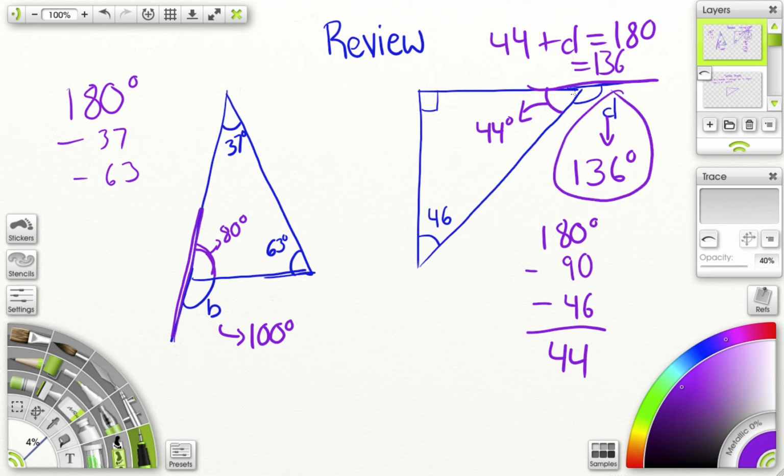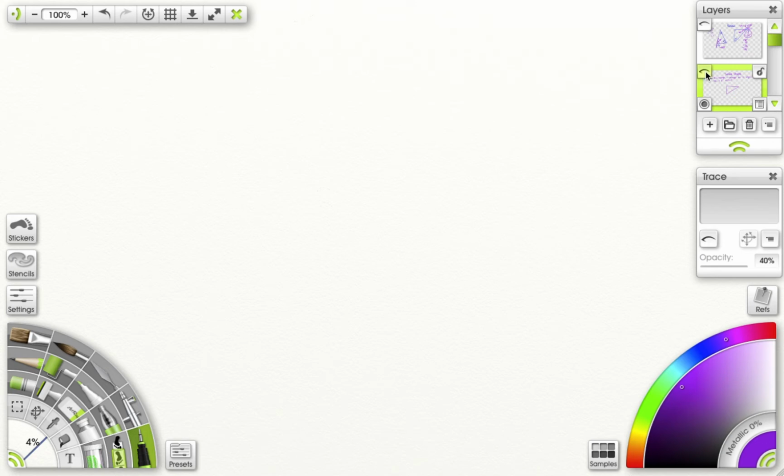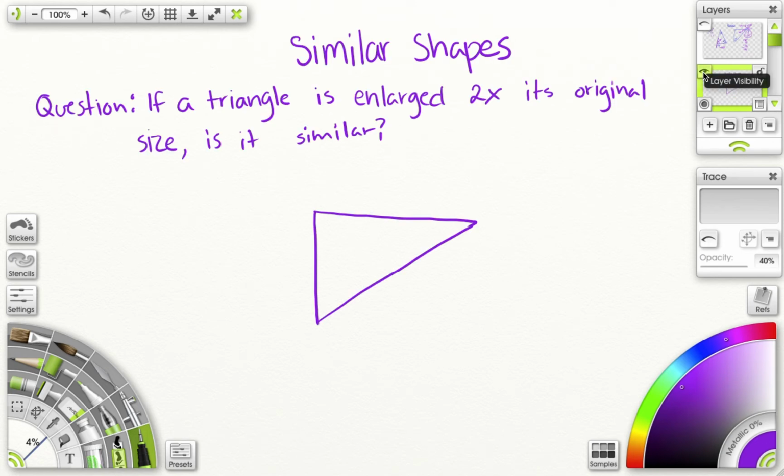So you're going to have a couple more questions today based off of that, not too many. It shouldn't be anything too bad. And we're going to go on to our similar shapes. So, similar shapes. Here's a question for you. If a triangle is enlarged 2 times its original size, is it similar?